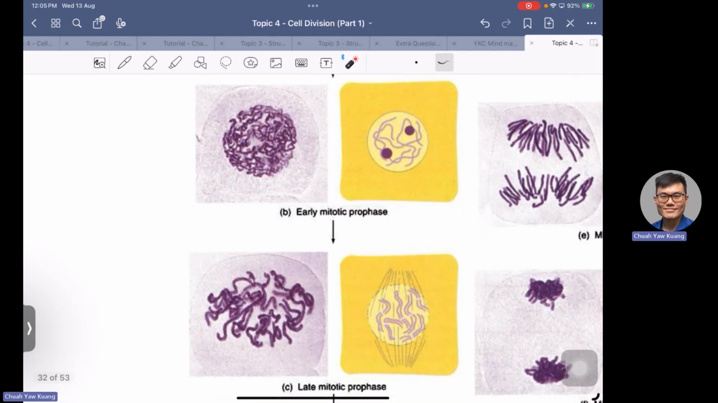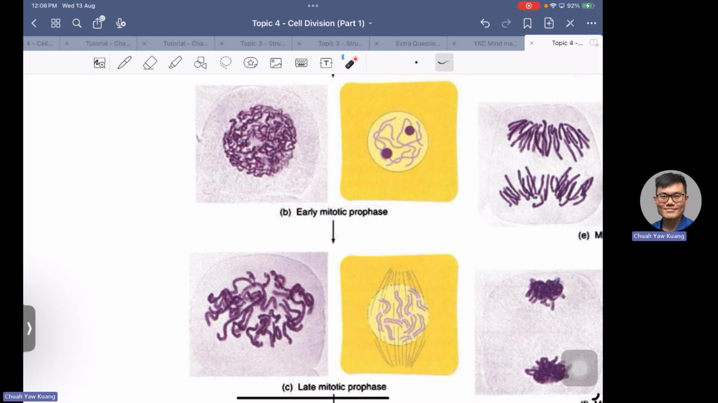Then next, a lot of students will also confuse between the prophase and the prometaphase. How to differentiate them? Based on chromosome behavior, in prometaphase, all the chromatin has now condensed to become chromosomes. So the line will be thicker compared to the prophase. The line will be thicker, more obvious, darker. So that is the first point that you can see.